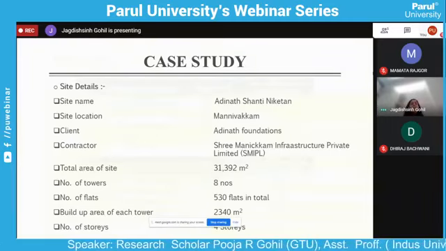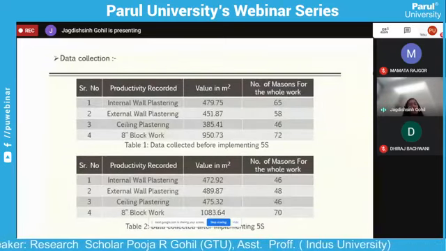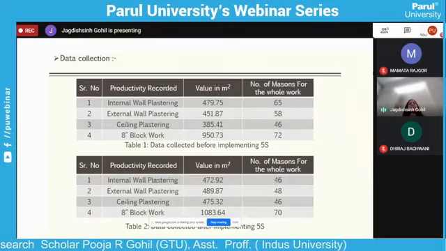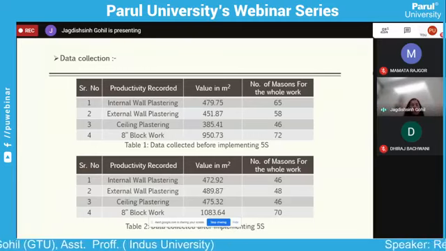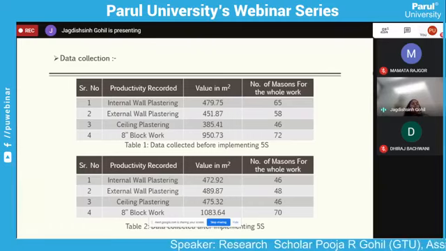Now over here, as it's a residential part, plastering is an important activity. Fine. So plastering will be of two types: internal plastering as well as external plastering, and the third part is ceiling plastering. Fine. And over here the masonry work was done in blocks. So 8-inch blocks were used for masonry, and the fourth important activity is block work.